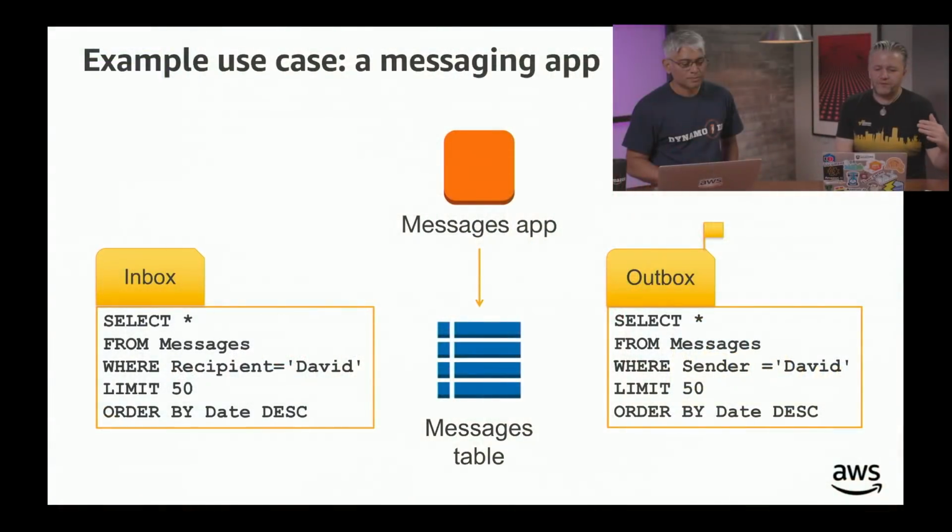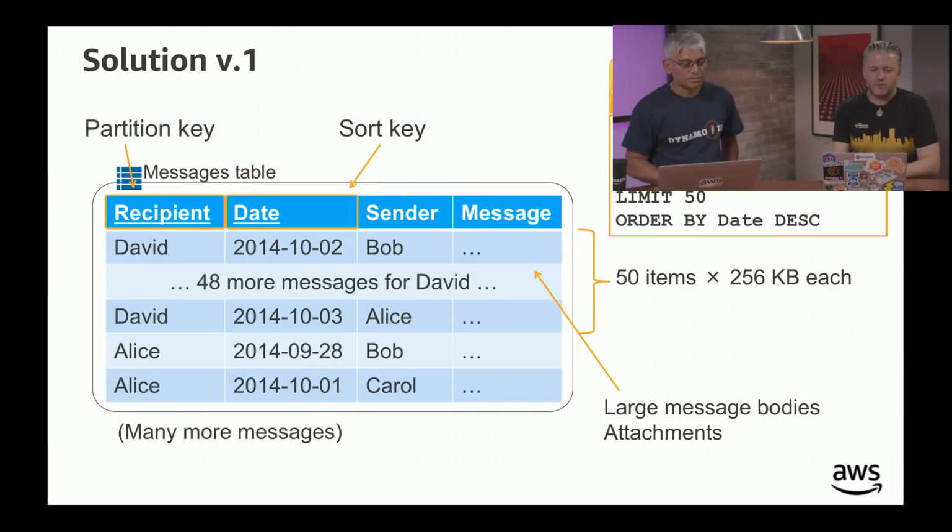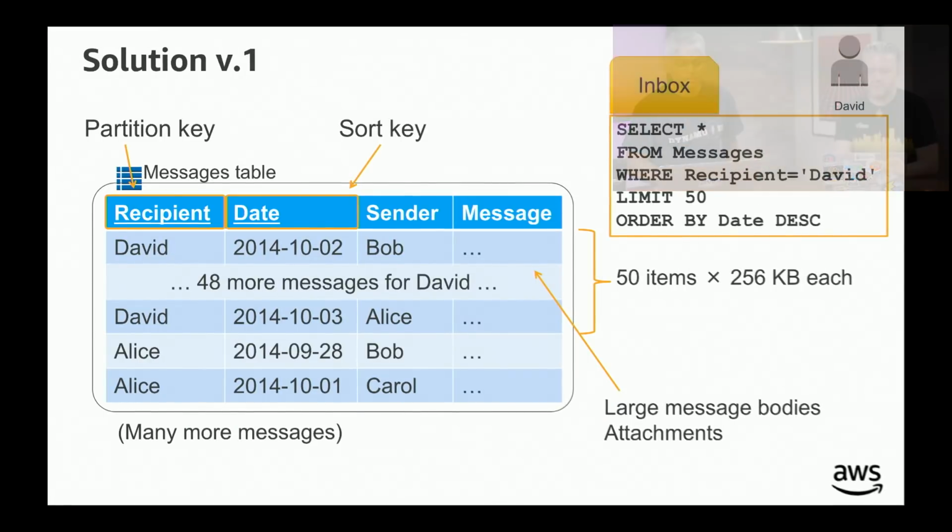So, a messaging application modeling an inbox where we need to show messages up to 50 in a single inbox view, and the same for the outbox. We're storing messages in a table. So, first attempt at solving this problem: we need to show messages per user, so why not use the recipient as the partition key, and then we do want messages ordered by the time we receive them, so the date of the message becomes the sort key.